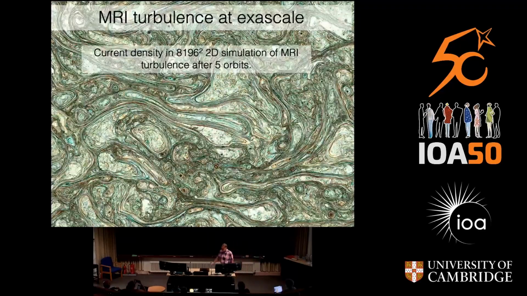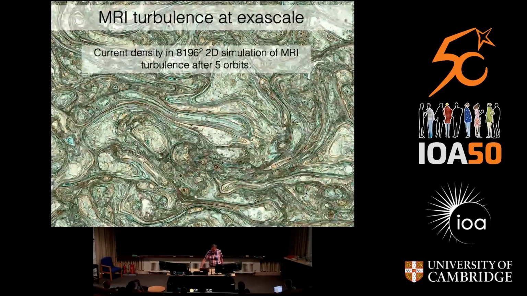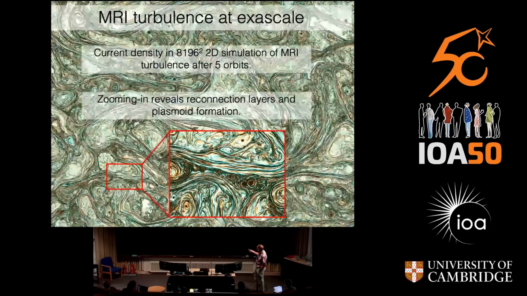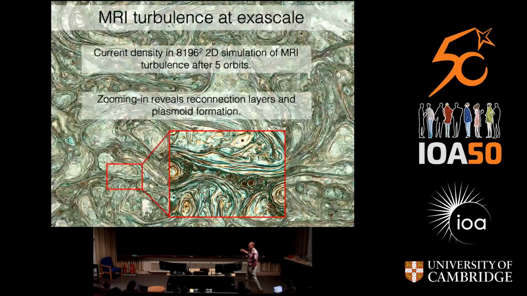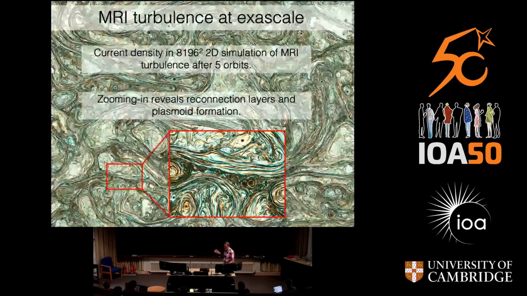This image is not 8,000 squared on the screen, so I have to zoom in to show you a region here, where you can see resolved these little plasmoids that form in reconnection cells. So we can resolve the plasmoid-dominated regime of magnetic reconnection in resistive MHD on these machines. You might complain, well, 8,000 squared is not really exascale, that's only 2D. But of course, we're doing this now at 8,000 cubed on an exascale machine, and looking for the emergence of these current sheets and plasmoids.